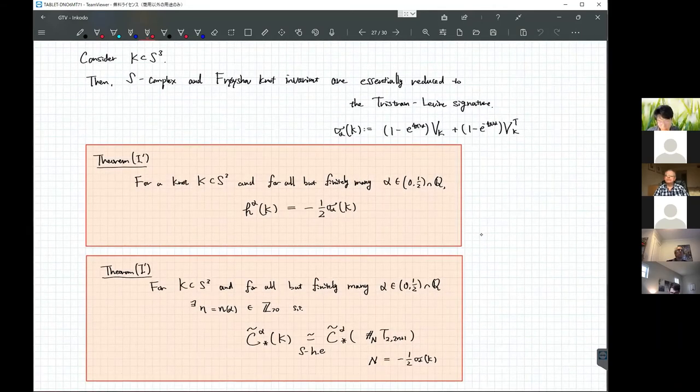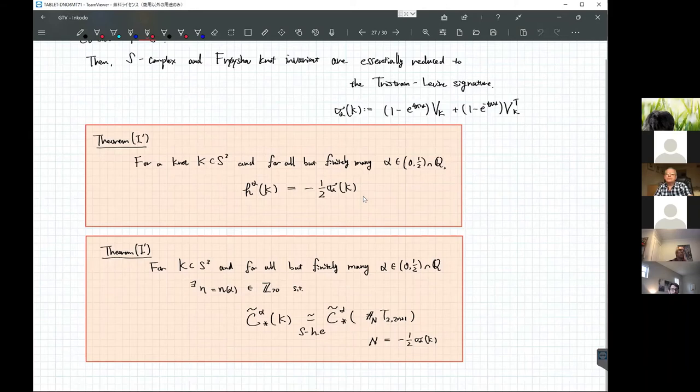And this is a property of the S complex and the Floer-Hoff knot invariant for instanton knot homology with general holonomy parameter. Okay, so here we use this convention of Tristram-Levine signature. Here V_K is a Seifert surface of the knot K. The first is we can show that for a knot in S3 and for all but finitely many alpha, the Floer-Hoff knot invariant reduces to the Tristram-Levine signature.